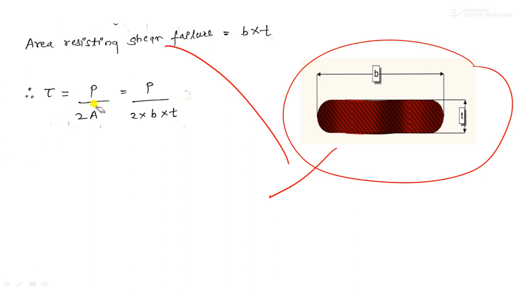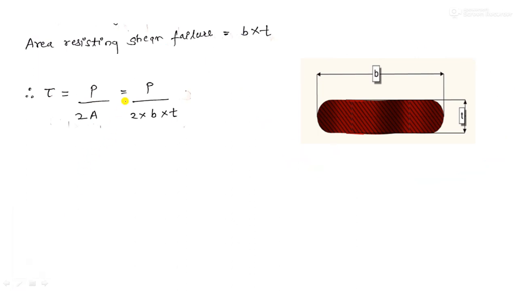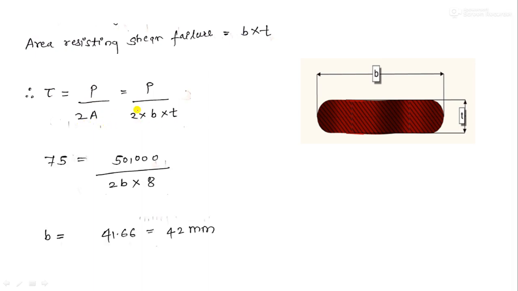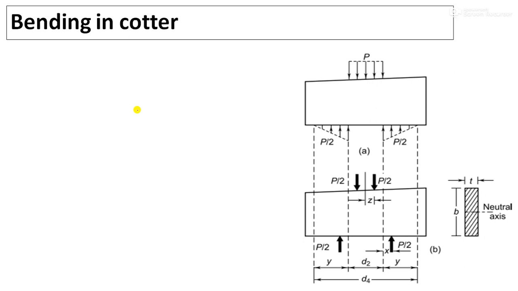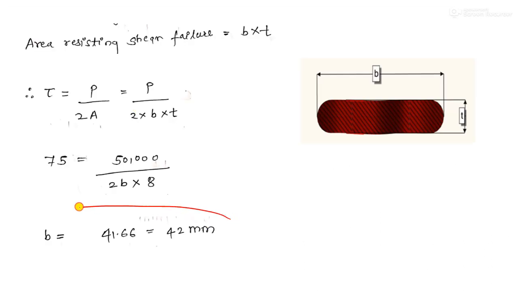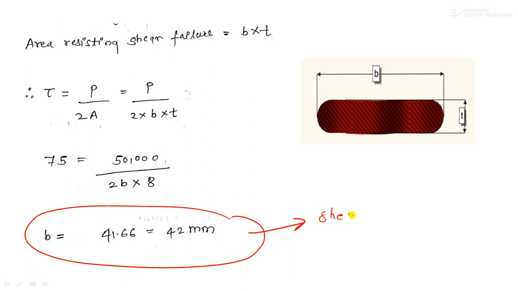Now tau is equal to P upon area, that is the basic formula. So P upon twice B into T. Why twice? Because of double area. So from this you will calculate B. So what is B? B is equal to 42 mm. So now the dimension B which you have calculated is based on the shear failure analysis.